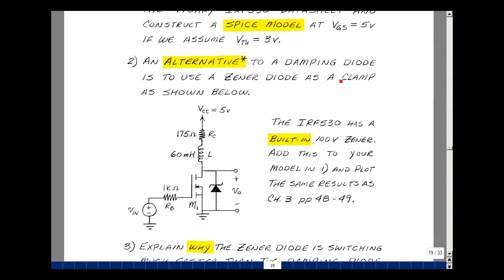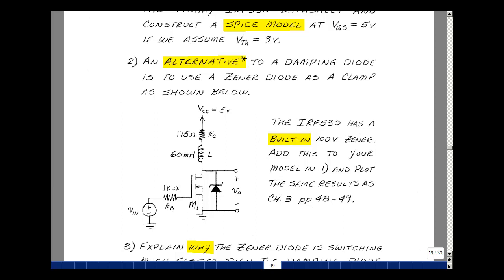An alternative to a damping diode is to use a Zener diode as a clamp as shown below. Here's our switching circuit that we had in Chapter 3 with the BJT replaced by a MOSFET. And now we're going to put a Zener diode here that's going to act like a clamp. This was taken from a magazine article in Modern Electronics in volume 17, number 9, on pages 54 to 60, and the article is entitled The Power MOSFET. This was written by Forrest Mims.